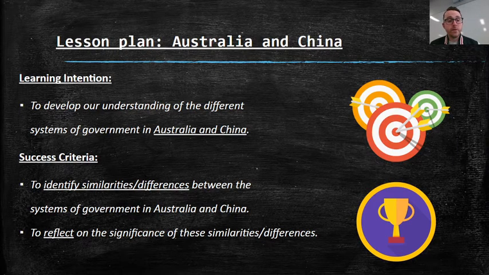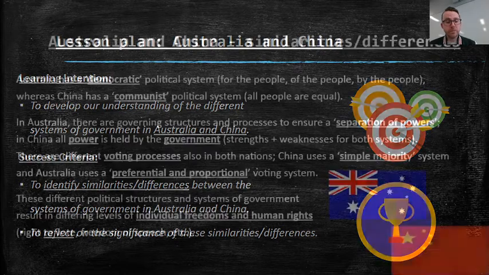This lesson will be looking at developing our understanding of the different systems of government in Australia and China. I think the best way to better understand our own system of government is to compare it to another nation's, to get another perspective on how a system of government can be set up in a country. Success criteria is to identify similarities and differences between the systems of government in Australia and China, and then maybe reflect on what that means for the people in those countries.